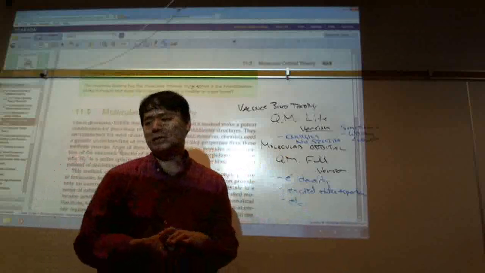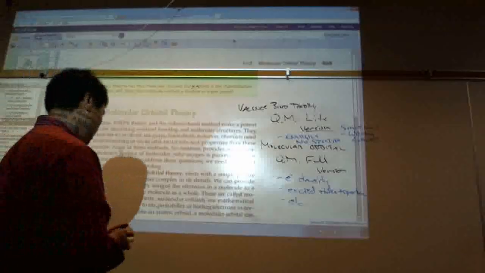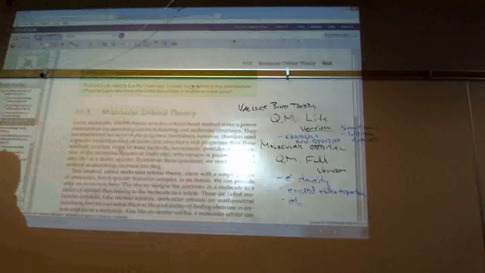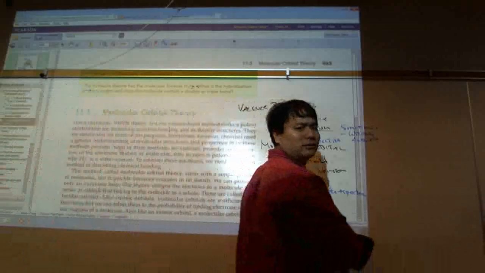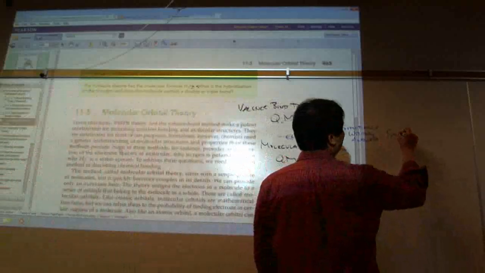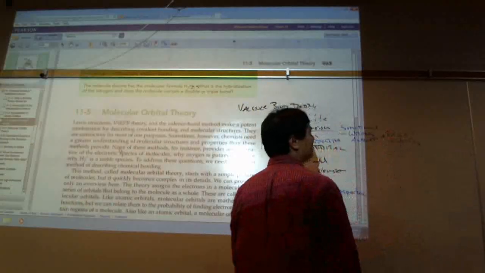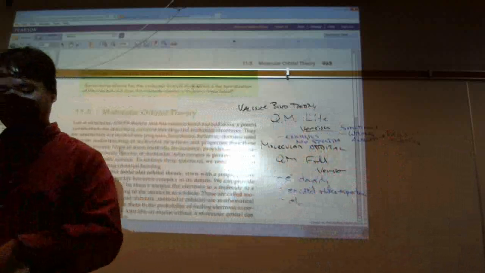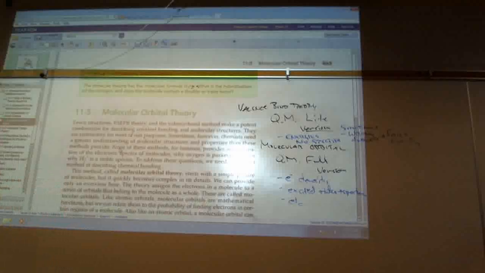But what are the limitations of the light version? Well, the biggest limitation of the light version comes with O2. Quantum mechanics light doesn't work for O2. And so let's write that over here. Fails for O2. Didn't we just do that? Yeah, we just did it. It's wrong. But even though it's wrong, how far off is it?